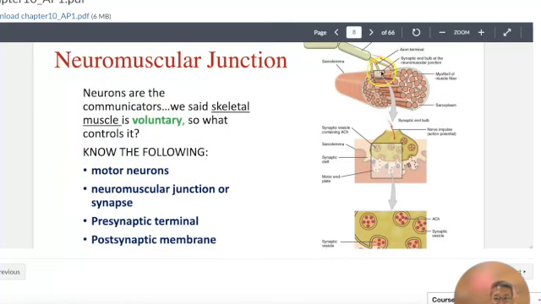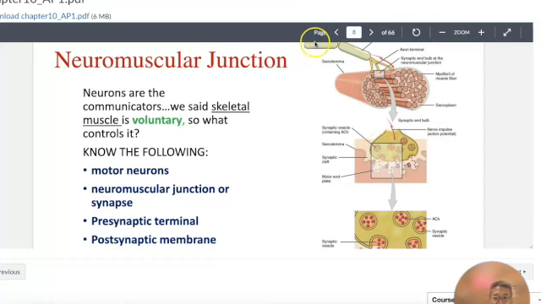So as you can see, the end of the motor nerve is not actually connected to the muscle. There's a little gap called a synaptic cleft. This junction is called the neuromuscular junction, from the nerve to the muscle. And inside here are the chemical signals.